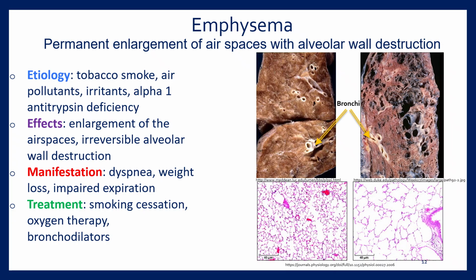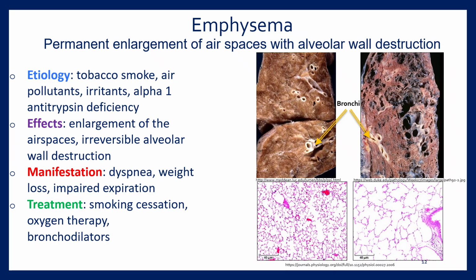Emphysema is the alveolar dominant form of COPD. It is defined as permanent enlargement of air spaces distal to the terminal bronchioles, with destruction of alveolar walls and no obvious fibrosis. Key word here is permanent. Once alveoli are destroyed, they do not regenerate.